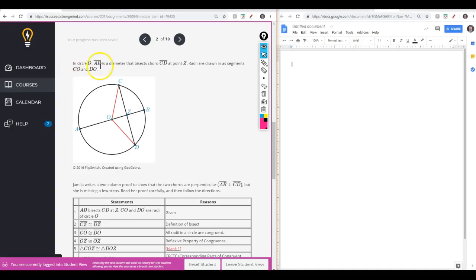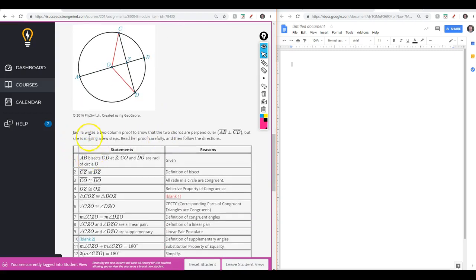In circle O, segment AB is a diameter that bisects chord segment CD at point Z. Radii are drawn in as segments CO and DO. Jamila writes a two-column proof to show that the two chords are perpendicular. Segment AB is perpendicular to segment CD, but she is missing a few steps.